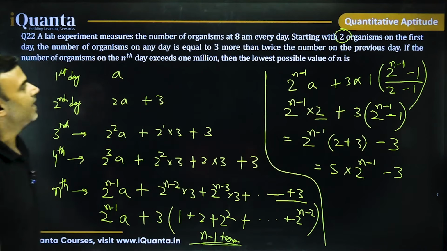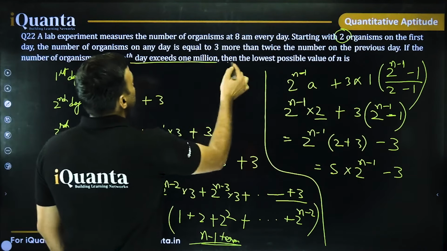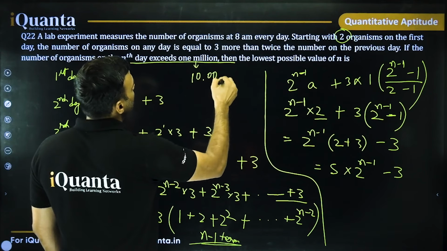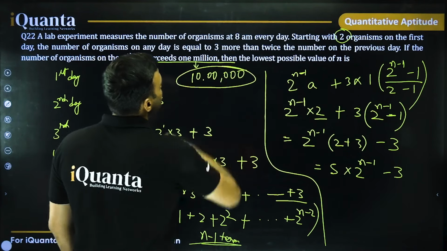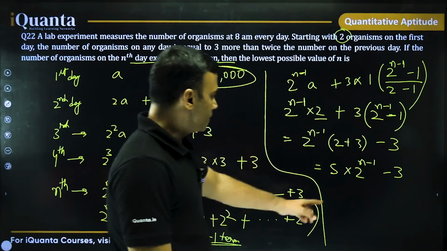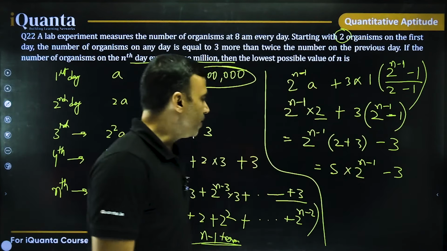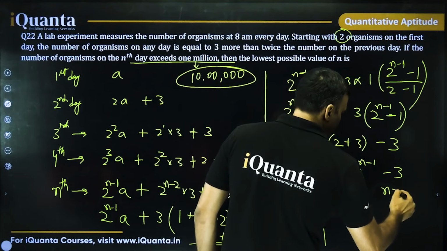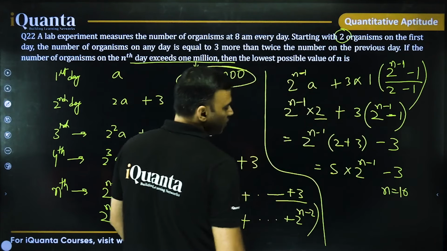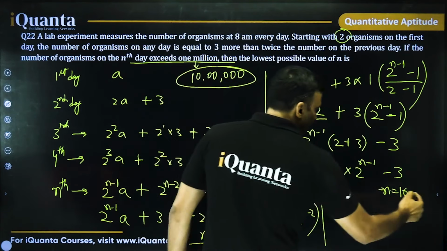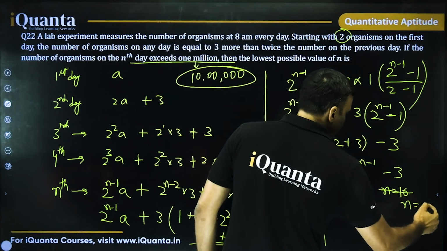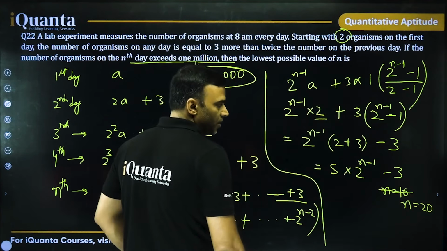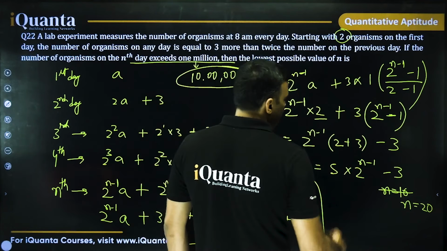Now, this value has to exceed 1 million. 1 million means 10 lakh. So just put the values of n. If I put n equal to 16, this will become 2 to the power 15. That is very less. If I put n equal to 20, this will become 2 to the power 19. 2 to the power 19 is 5,24,288. So 5 lakh into 5, 25 lakh.